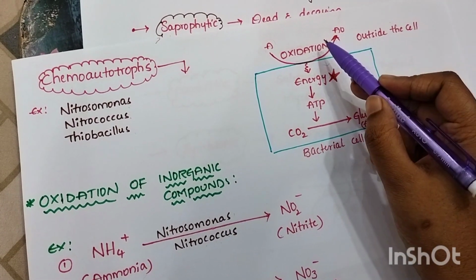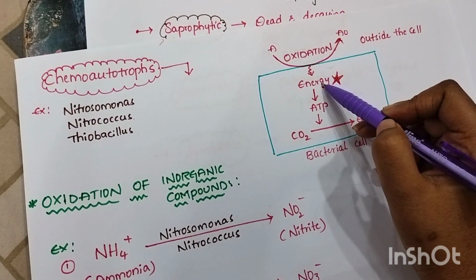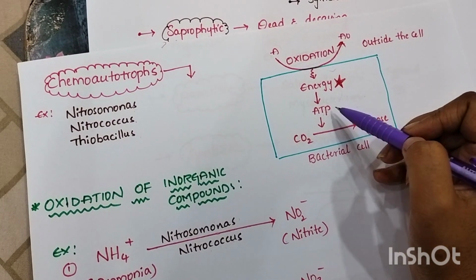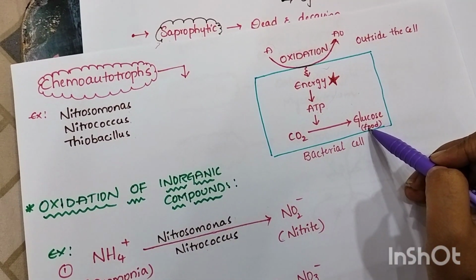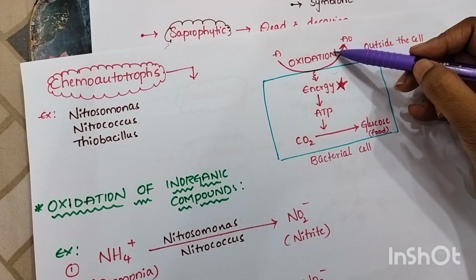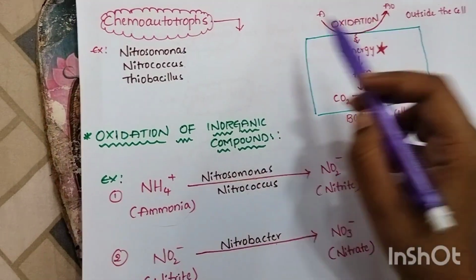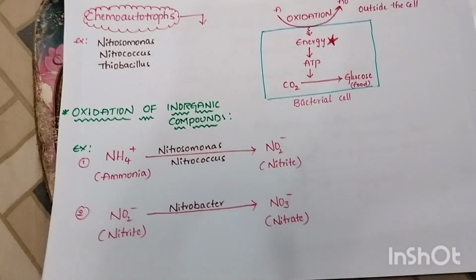So it is doing this oxidation step, and while doing this oxidation step, some amount of energy is released, and that energy is converted into ATP. This ATP is utilized by the bacteria in converting CO2 into glucose, the food. So indirectly or directly, it is obtaining the food from the chemicals. So that is called chemoautotrophism. So this is all about chemoautotrophism.